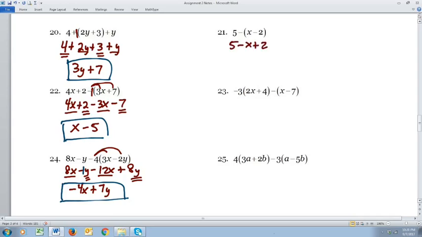All right, so we're going to have 5 minus x plus 2. Notice both of our terms inside the parentheses change signs. We can combine the 5 and 2 together, and the x is just going to stay out front.